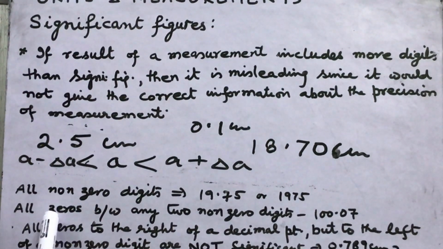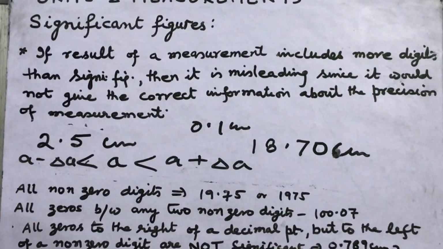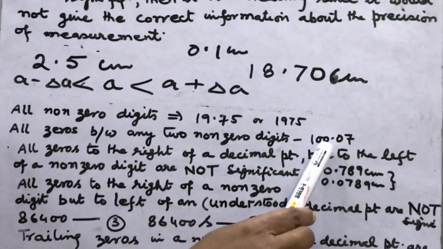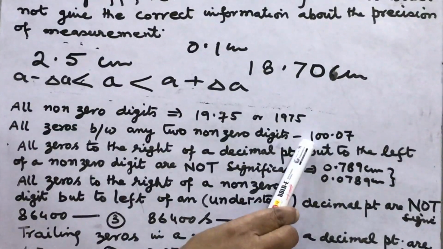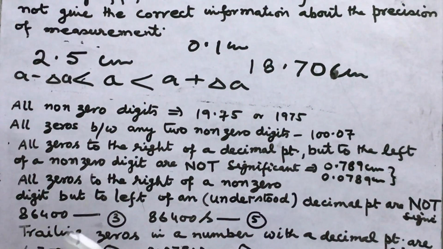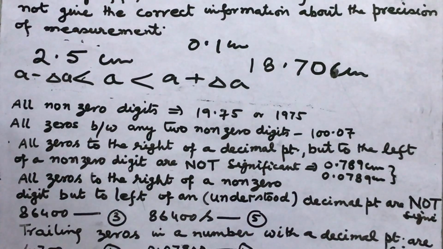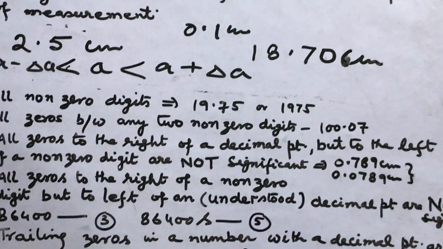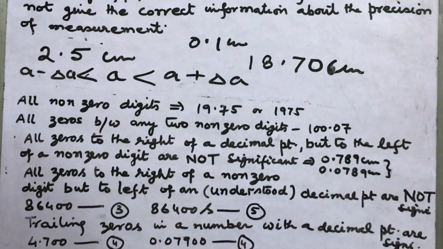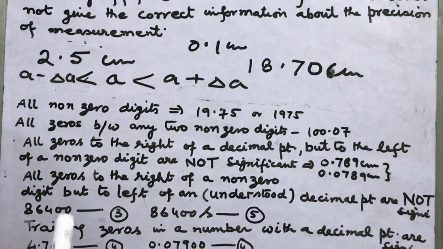Then all zeros between two non-zero digits are significant. Look here at these zeros: 1, 2, 3. After 1, 2 zeros, after the decimal 1 0, all these zeros are situated between two non-zero digits, 1 and 7. So they are significant. These are certain rules, and when you take many example numbers and find the significant figures, you will learn after practice.